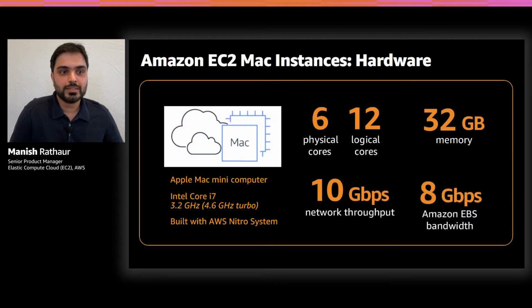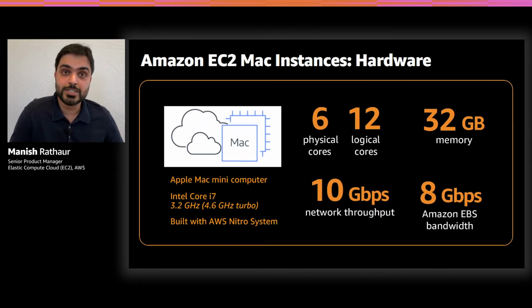Now let's look at the hardware specs of Mac instances. Mac instances are powered by Apple Mac Mini computers featuring 8th generation Intel Core i7 Coffee Lake processors, 3.2 GHz frequency, turbo boost up to 4.6 GHz, 6 physical cores, 12 logical processors, and 32 GB of memory.